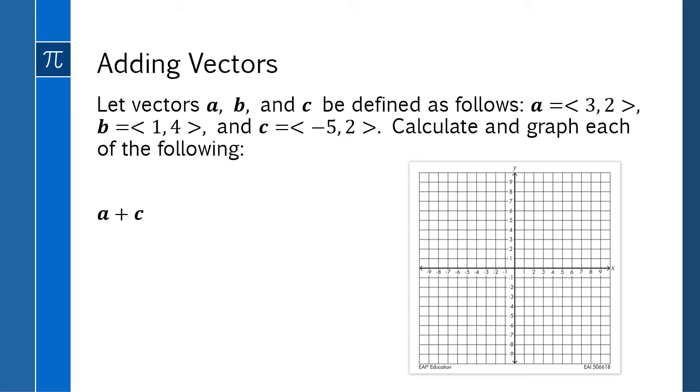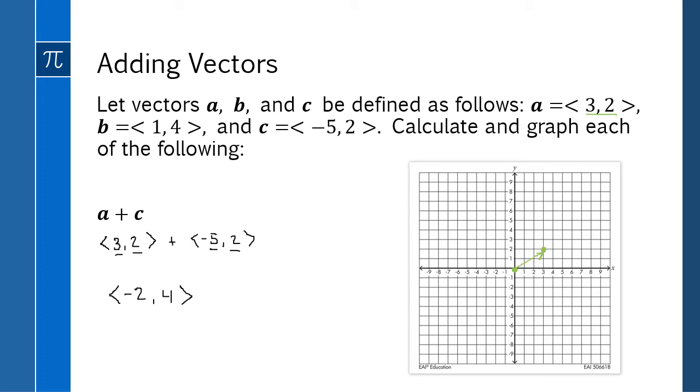One more example, we have A plus C. So calculation-wise, we are adding 3, 2 and -5, 2. So if you add the x-coordinates, 3 plus -5, that will get us to -2. And adding the y-coordinates, 2 plus 2, gives us 4. So vector A involves going 3 units to the right and 2 units up. So I will start my first vector at the origin, go 3 units to the right and 2 units up, and draw in vector A.